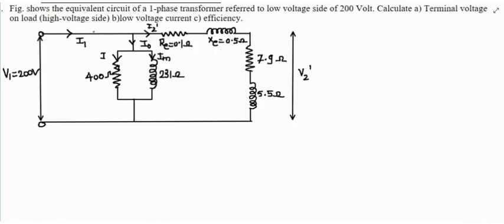So the problem is, the figure shows the equivalent circuit of a single phase transformer referred to the low voltage side of 200 volt. Means this transformer is a step up transformer whose primary is connected across the 200 volt supply, which is shown in the figure given to you. You have to calculate the terminal voltage on load, means when the transformer is connected across the load, the voltage across the high voltage winding, means secondary winding. You have to find out the low voltage side current, and you have to find out the efficiency.